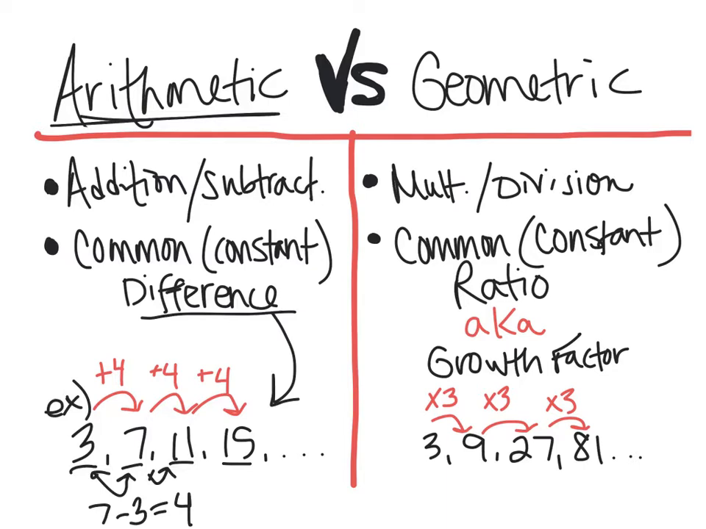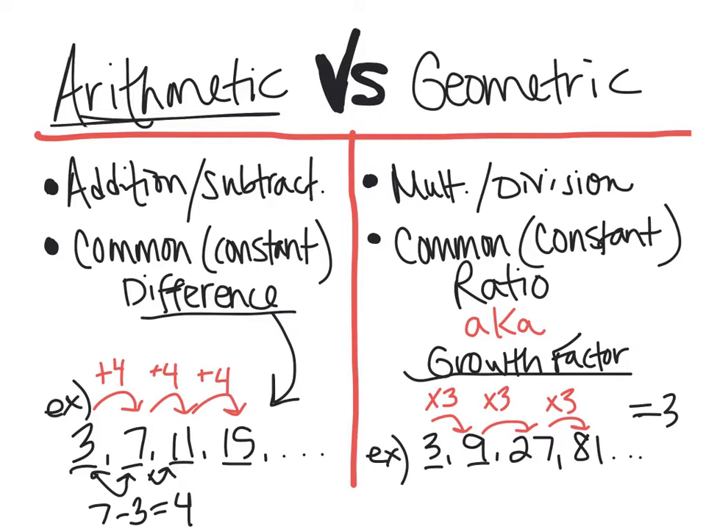Now for geometric sequences, those patterns involve multiplication and division, and it is called a common ratio or a constant ratio, which is also known as the growth factor. If you look at this example at the bottom, the growth factor here is 3, because each time you're taking the term and multiplying by 3 to get the next term, and continuing to multiply by 3.